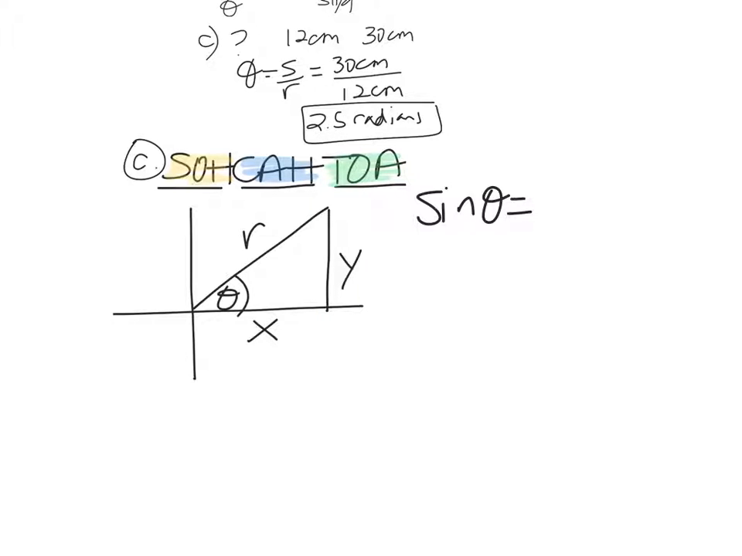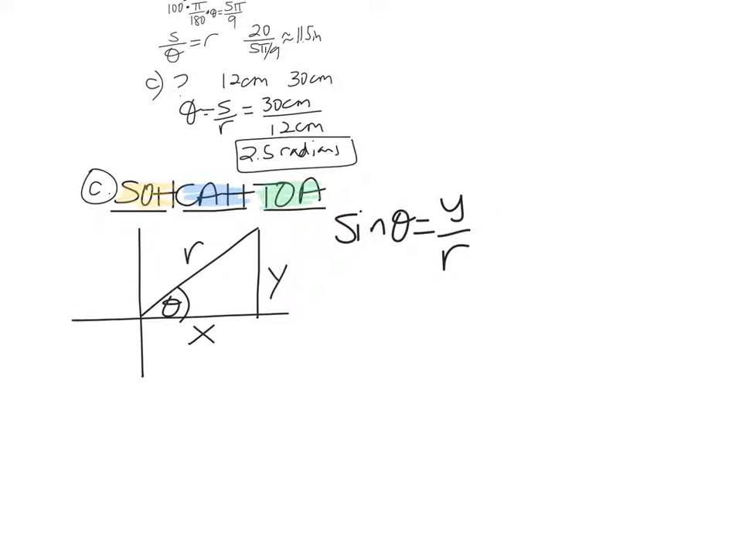All right, sine of theta, and we're going to do the SOH part: opposite over hypotenuse. When you're on the unit circle, r is equal to 1, and so sine is always the y value on the unit circle. And then let's do its reciprocal function, which is cosecant. You just take the reciprocal, so that would be r over y, as long as y is not 0. If y is 0, then cosecant is undefined.